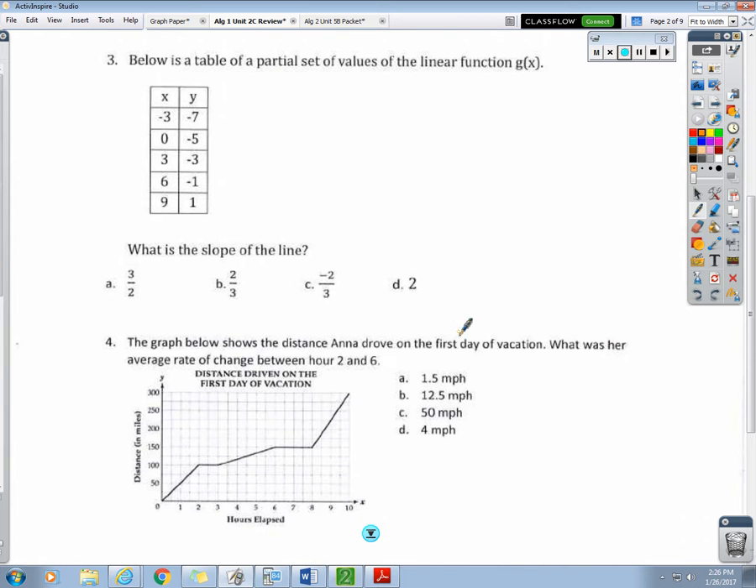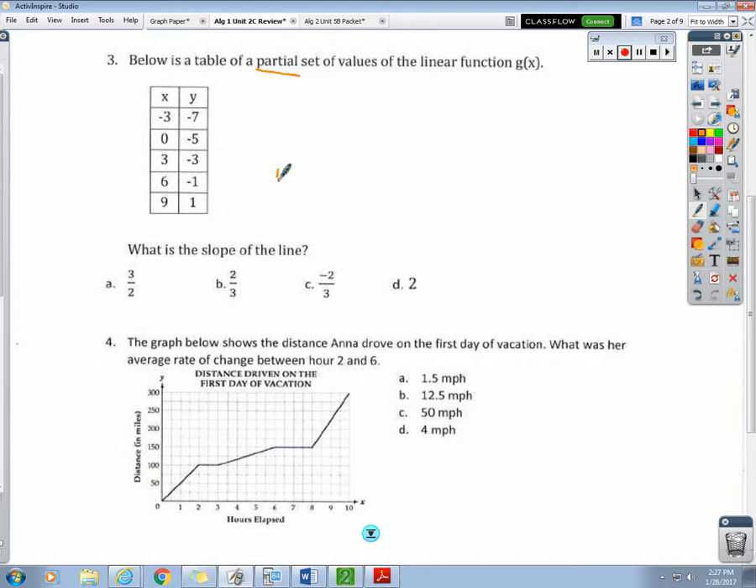Number 3. Below is a table of a partial set of values of a linear function. Don't let words like that confuse you. Think about it. A linear function goes forever, right? So there's a lot of points on it. These are just a few of the points they chose off of it. That's what it means by partial set. That just means these are some of the points on the line, but not all of them because the line goes forever. They want you to find the slope.